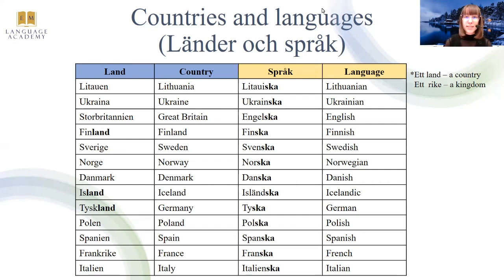The G turns into the sound Y. Can you tell me the reason why? That's right, because we have a soft vowel E, right? And what happens when the letter G stands in front of the soft vowel E is that it turns into a soft sound Y, Sverige. The same is applicable to Norway or Norge.